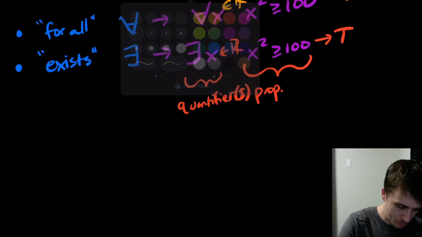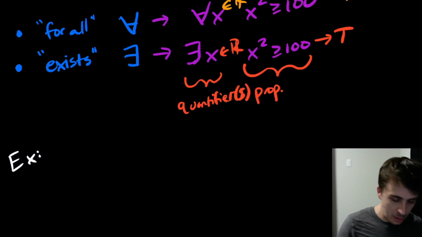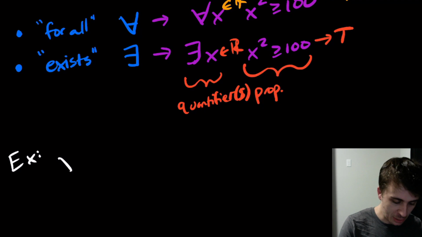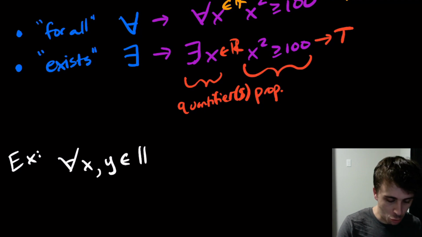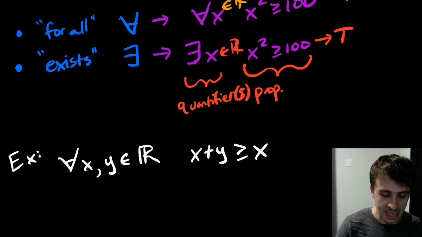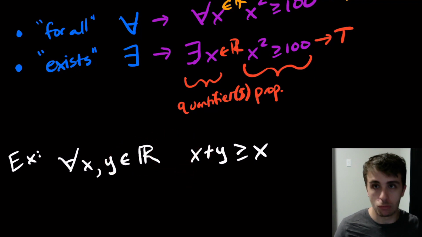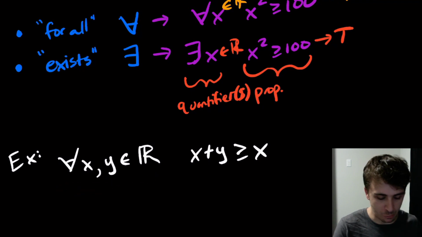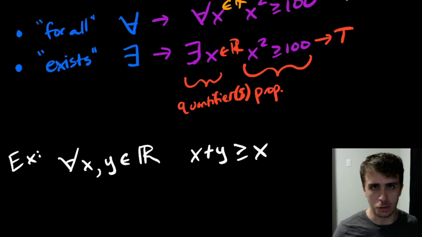Let's look at an example. So let's actually have an example where we quantify over two variables. Let's say we have for all x and y, and we're going to quantify over the real numbers here, it's the case that x plus y is at least x. Whatever this represents, this is a valid statement that I can make. I have quantifiers at the front over two variables in this case, and I have some statement that involves them.